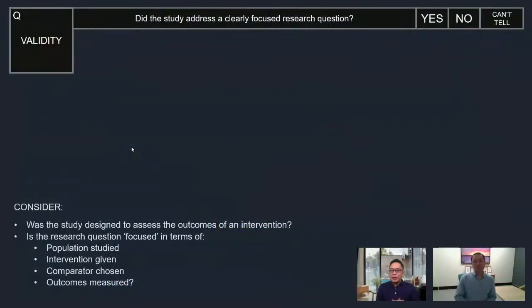That's right. So I suppose we can move on with the process. The first one is about validity. Here are some questions. First one is, did the study address a clearly focused research question? Yes. Here they're asking, was the study designed to assess outcomes of an intervention? Is the research question focused in terms of population, intervention, comparator, and outcomes measured? Yes, 100%. They predefined all these four parameters, and this is why we think that the study addressed a clearly focused research question.